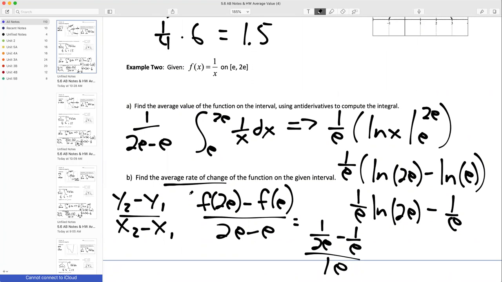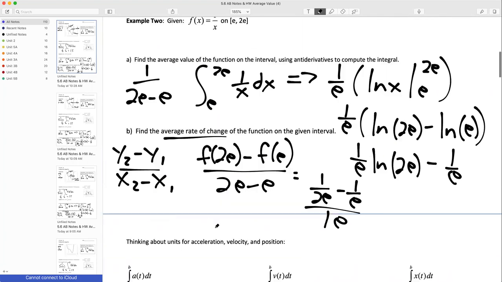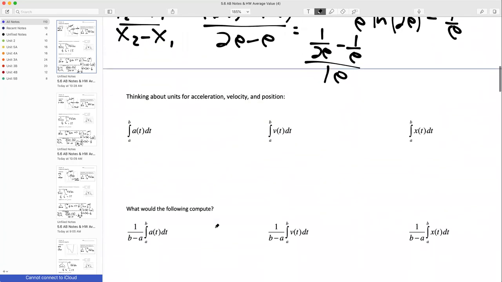Let's look at the next page. Before we get into some applications, I want to go over and think about conceptually certain things using some units. So we're going to think about the units for acceleration, velocity, and position using meters and seconds.